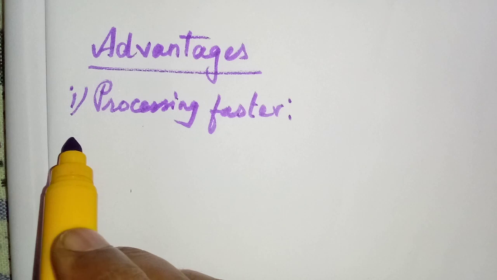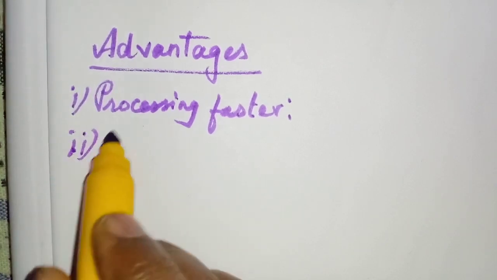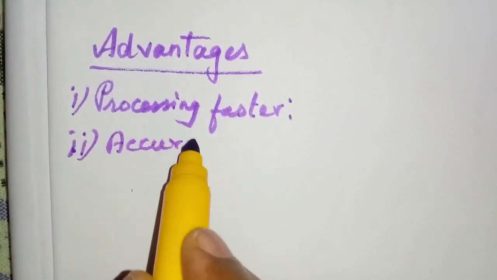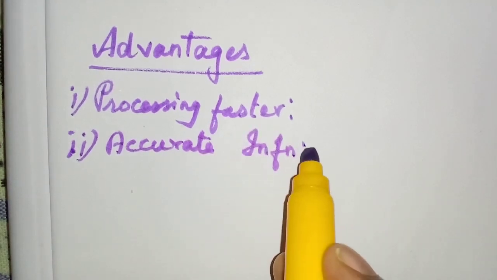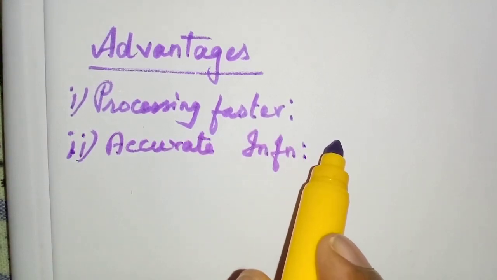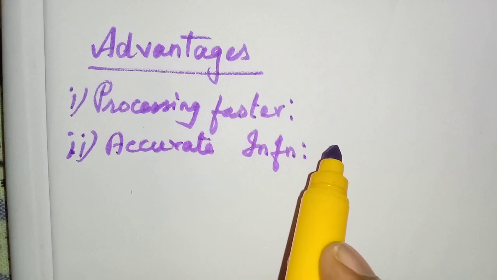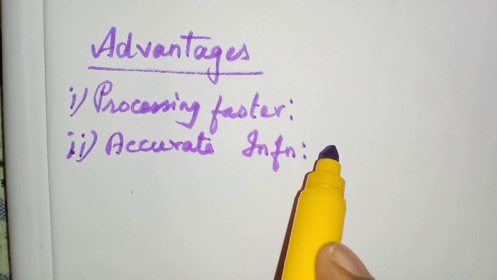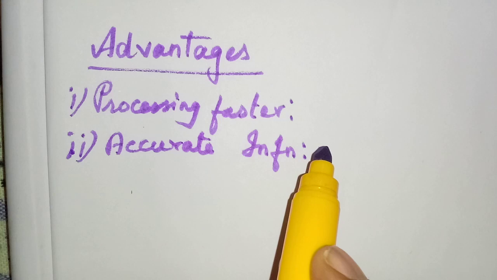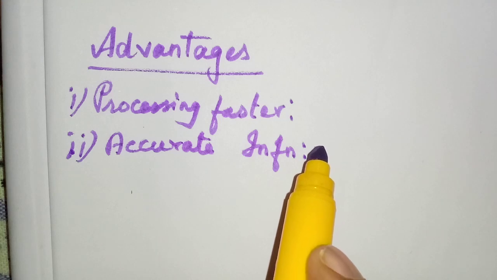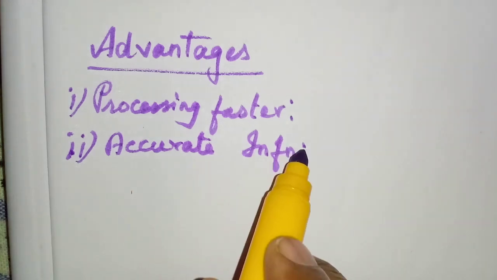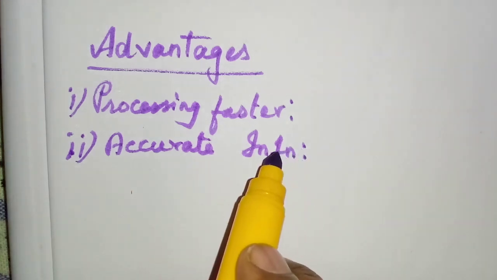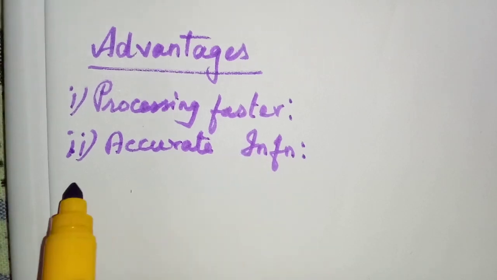Then accurate information. Information will be very accurate and correct. Okay, it will not make any mistakes unless we provide data that is itself wrong. Otherwise it will not make any mistakes. It will be very accurate, correct.